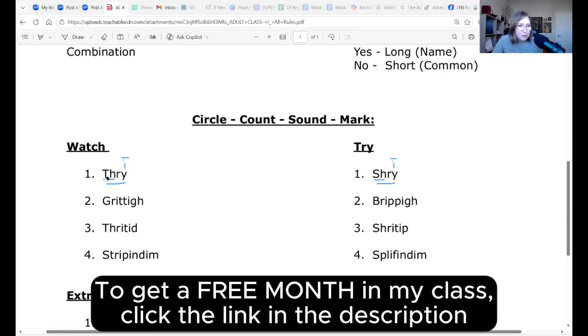Number two. Let me try to remember how to use this annotator here. There's got to be an easier way.